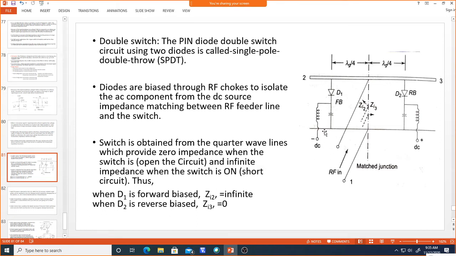So when D1 is forward biased, the impedance at the junction, Zi2, will become infinite. When D2 is reverse biased, the impedance at this junction, Zi3, will become 0. This is how the switch is operated.